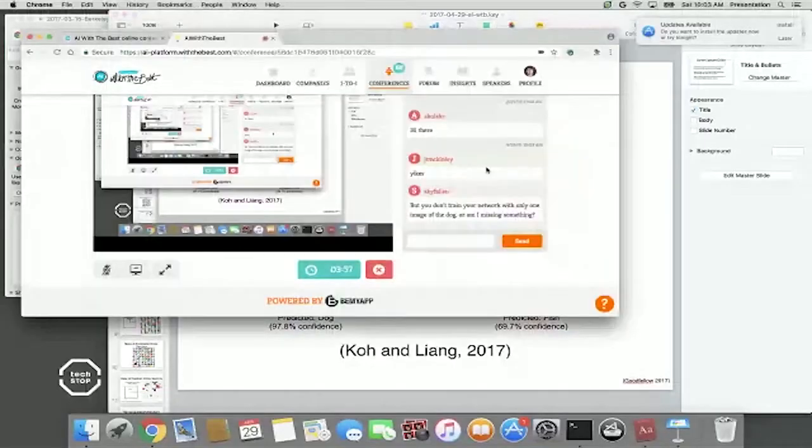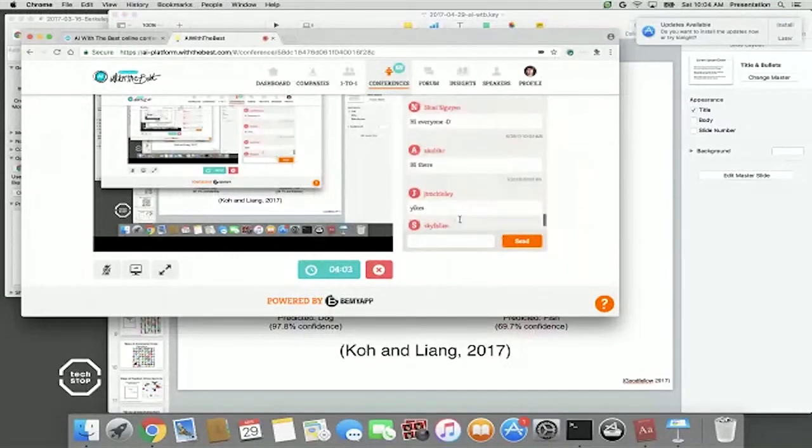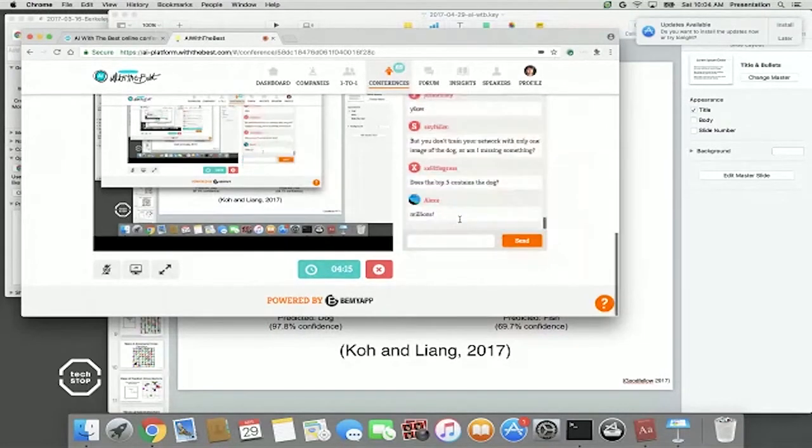I'm just checking back to see if there are questions so far. Yeah, so someone's asking, you don't train your network with only one image of the dog. And you're right, we train the network with many different images of the dog. In this case, they've been able to change the output for this single test set dog by changing only one training set dog. For every different dog class, there are about 1,000 different dogs, and there are about 1 million images in the data set total, but most of those images are not dogs.